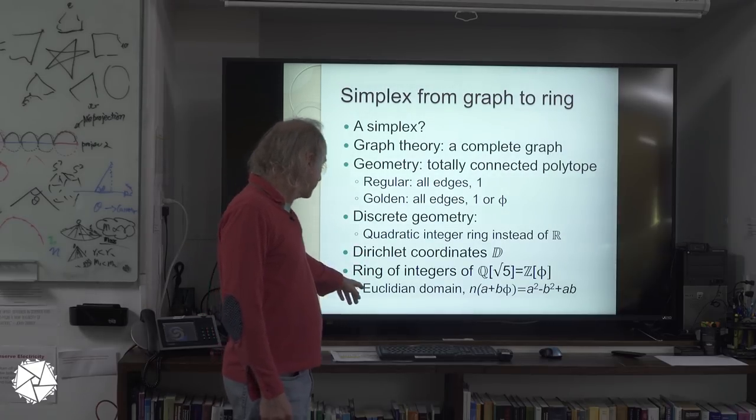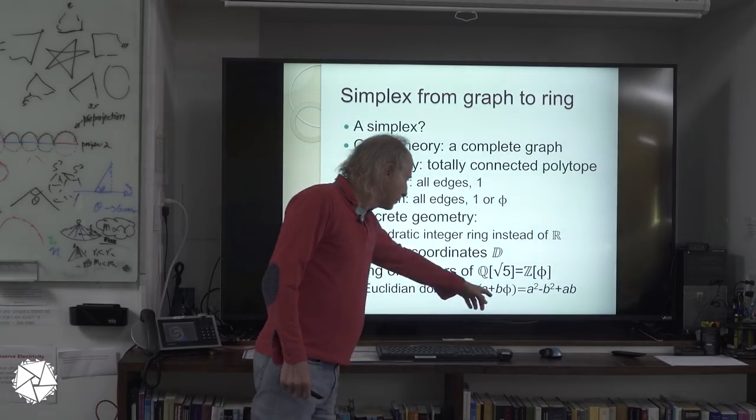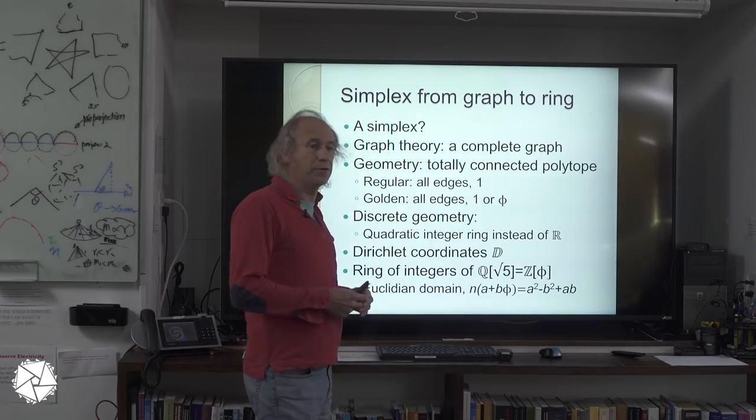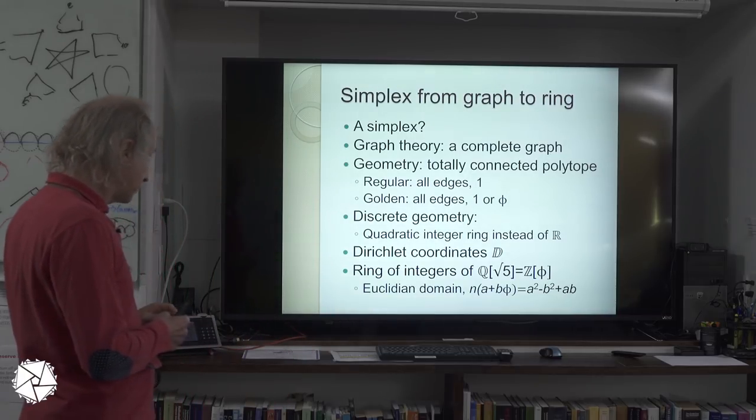because then I can work in a vector space where each coordinate takes its value in this Dirichlet integer set. And this is interesting because, for example, this is a Euclidean domain, so we have a specific norm, we can have prime numbers, we can have unique factorization. So this is very rich.